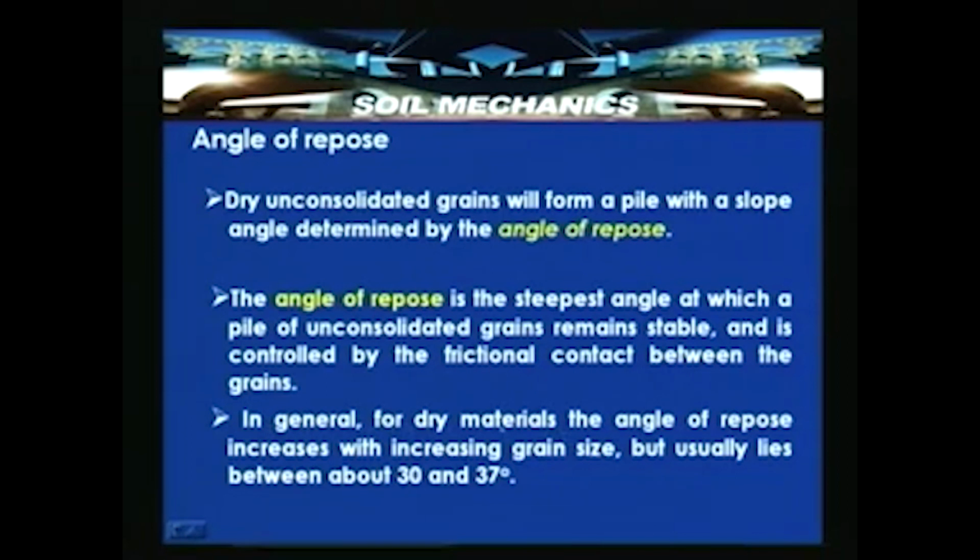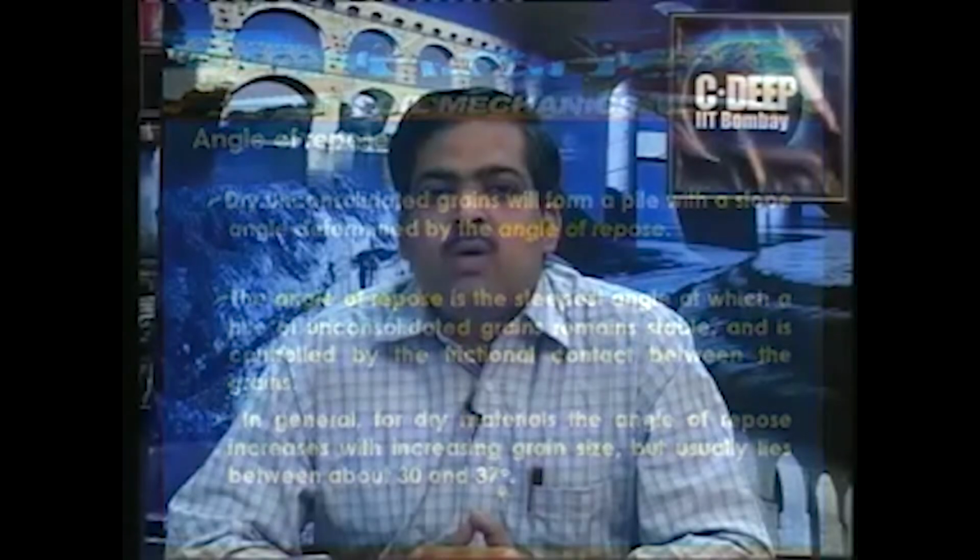So, in general, for dry materials the angle of repose increases with increasing grain size, but usually lies between 30 to 37 degrees. So, around 30 to 37 degrees it takes something like a cone shape, then the moment it reaches that particular angle, the soil starts to fail. So that is the maximum slope at which the particles can stand, maybe around 30 to 37 degrees, and it can increase with increase in diameter, but however it remains in 30 to 37 degrees.